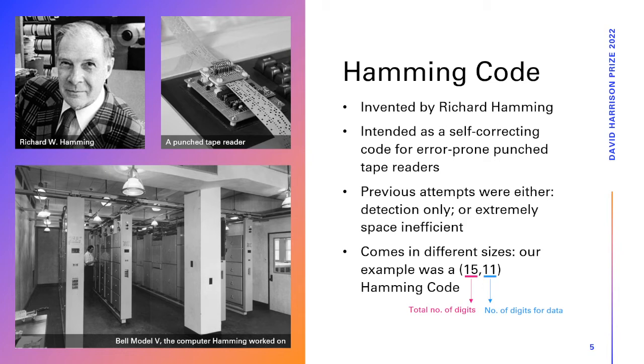Richard Hamming wanted to do error correction in a much more space efficient way. Hamming code comes in different sizes. The one that I just showed was a 15,11 Hamming code. So 15 represents the total number of digits, and 11 represents the number of digits that can be used to store actual data.